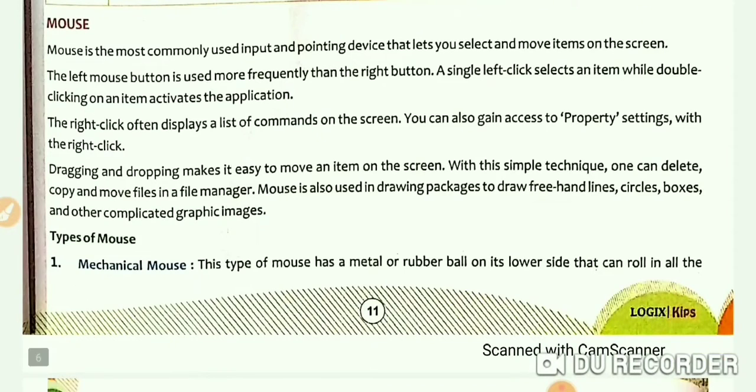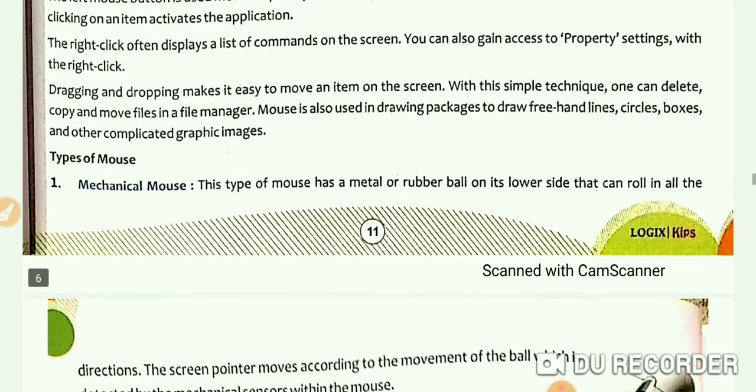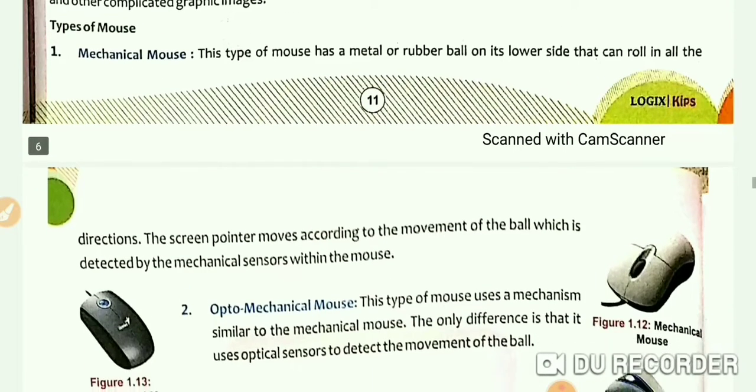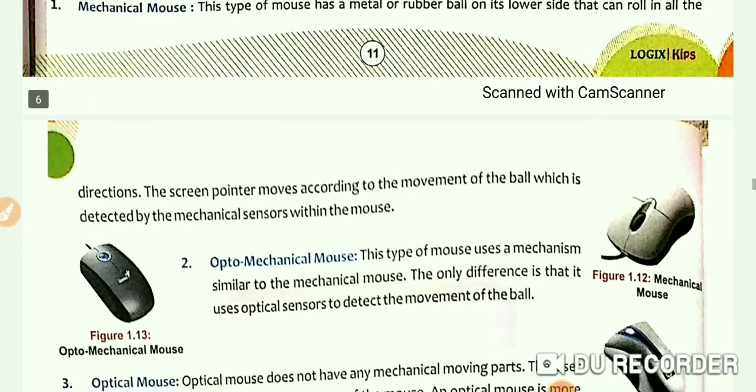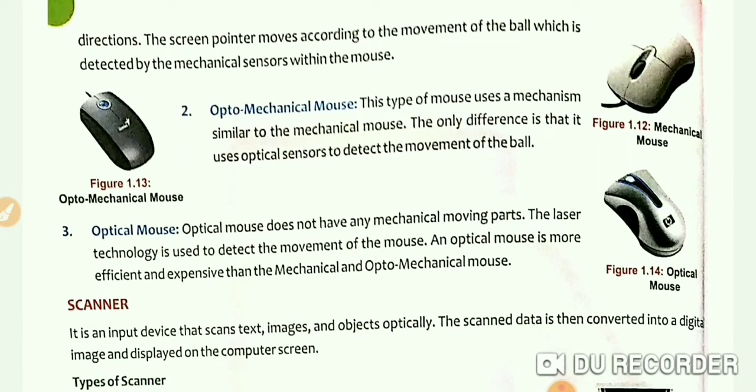Now mouse, it is the second most commonly used input and pointing device that lets you select and move items on the screen. Types of mouse: the first one is mechanical mouse. This type of mouse has a metal or rubber ball on its lower side that can roll in all the directions. The screen pointer moves according to the movement of the ball, which is directed by the mechanical sensors within the mouse. The second one is optomechanical mouse.